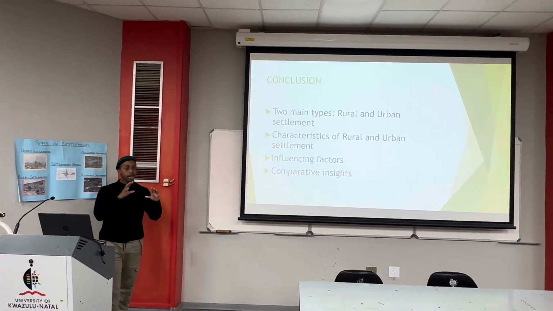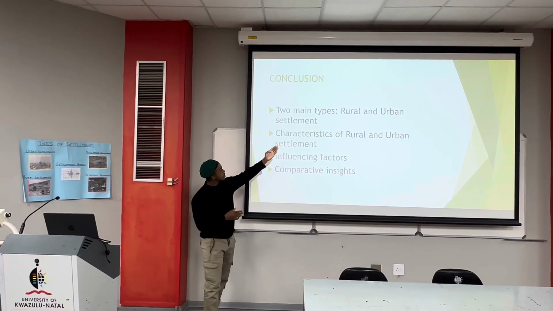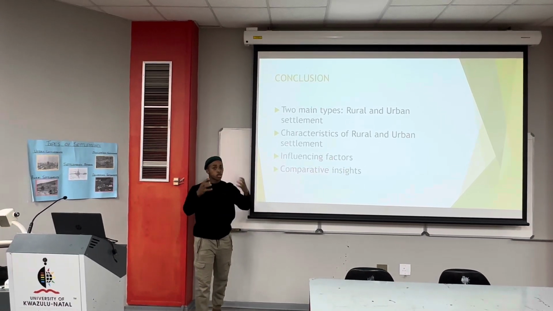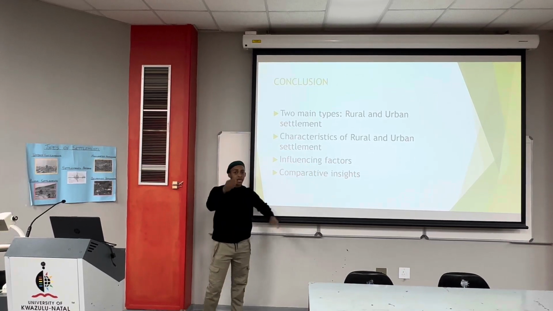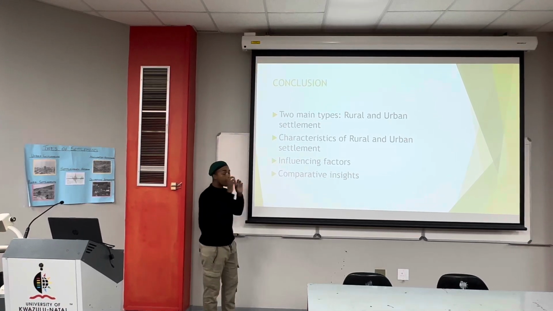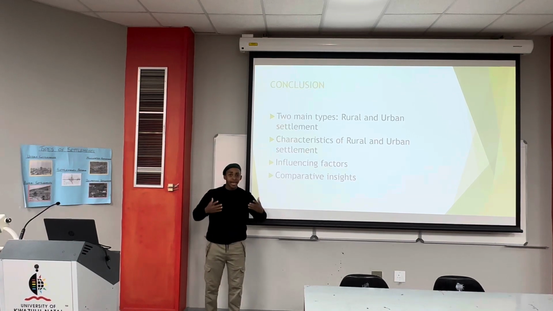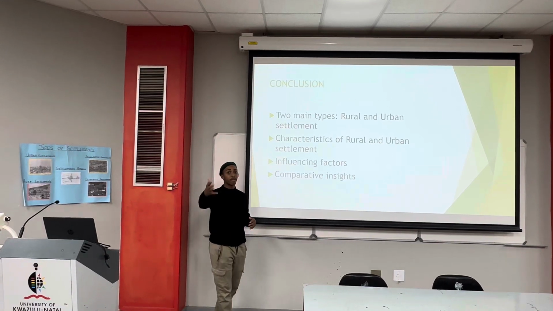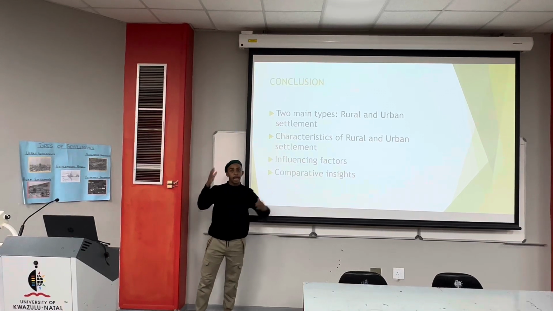In our lesson, what we have covered are the two main types, the rural and urban settlement. We also spoke about the characteristics. It is important to understand all the characteristics and the influencing factors that make a person choose to stay in a rural or urban area. And more that you need to understand is that you must be able to compare the insights. I did not compare for you because I want you to compare for yourselves the differences and the contrast between the rural and urban area.